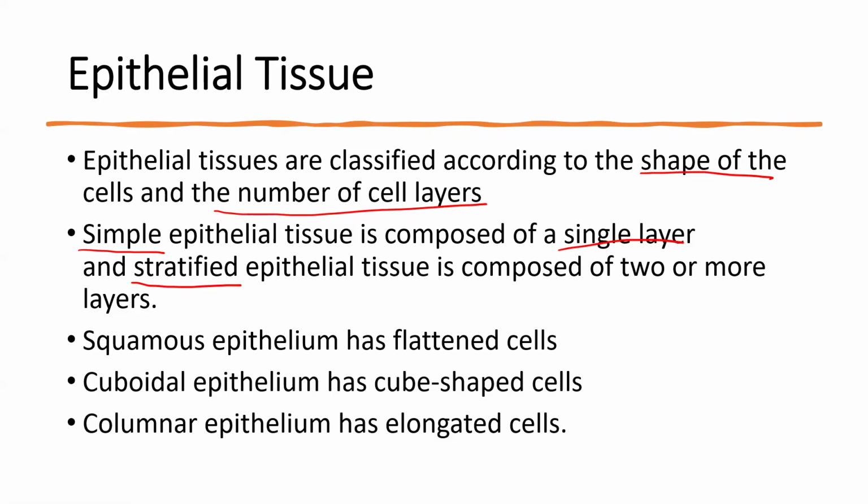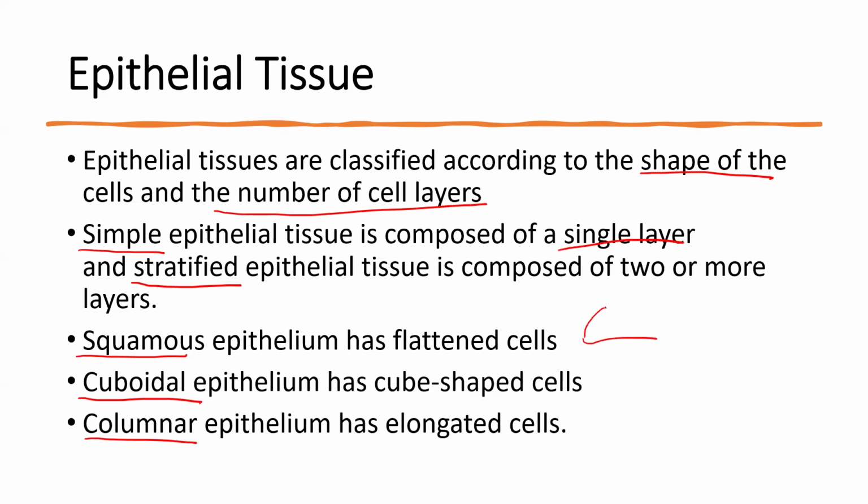stratified is multiple layers. So in some places in the body, it makes sense to have a single layer. In other places, it makes sense to have multiple layers. So again, you can classify these epithelial tissues based on the number of layers or based on shape. There are three possible shapes. Either they are flat, in which case we call them squamous. They could be a cube, and we call it cuboidal. And if it's a column, like a rectangle, then we call them columnar.